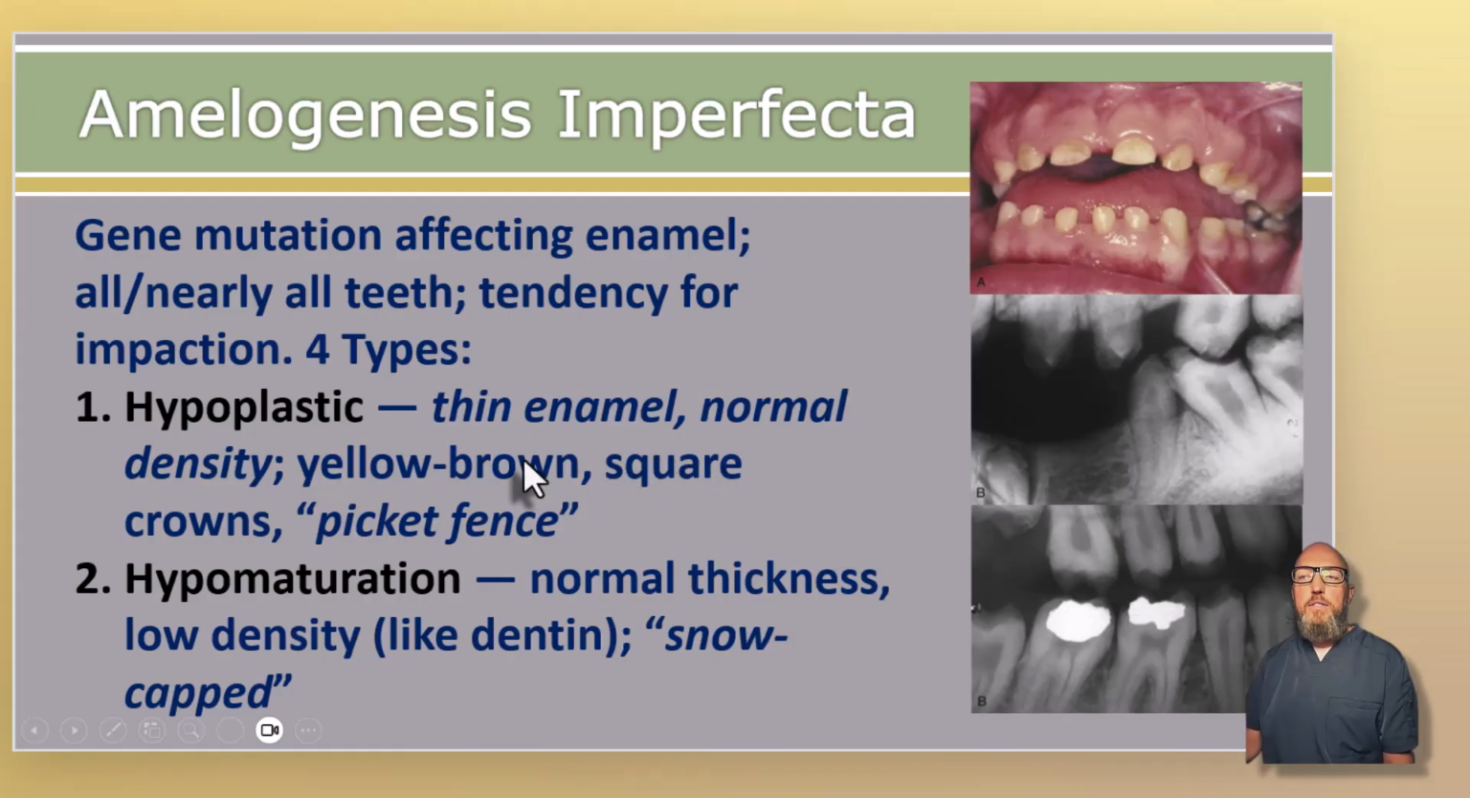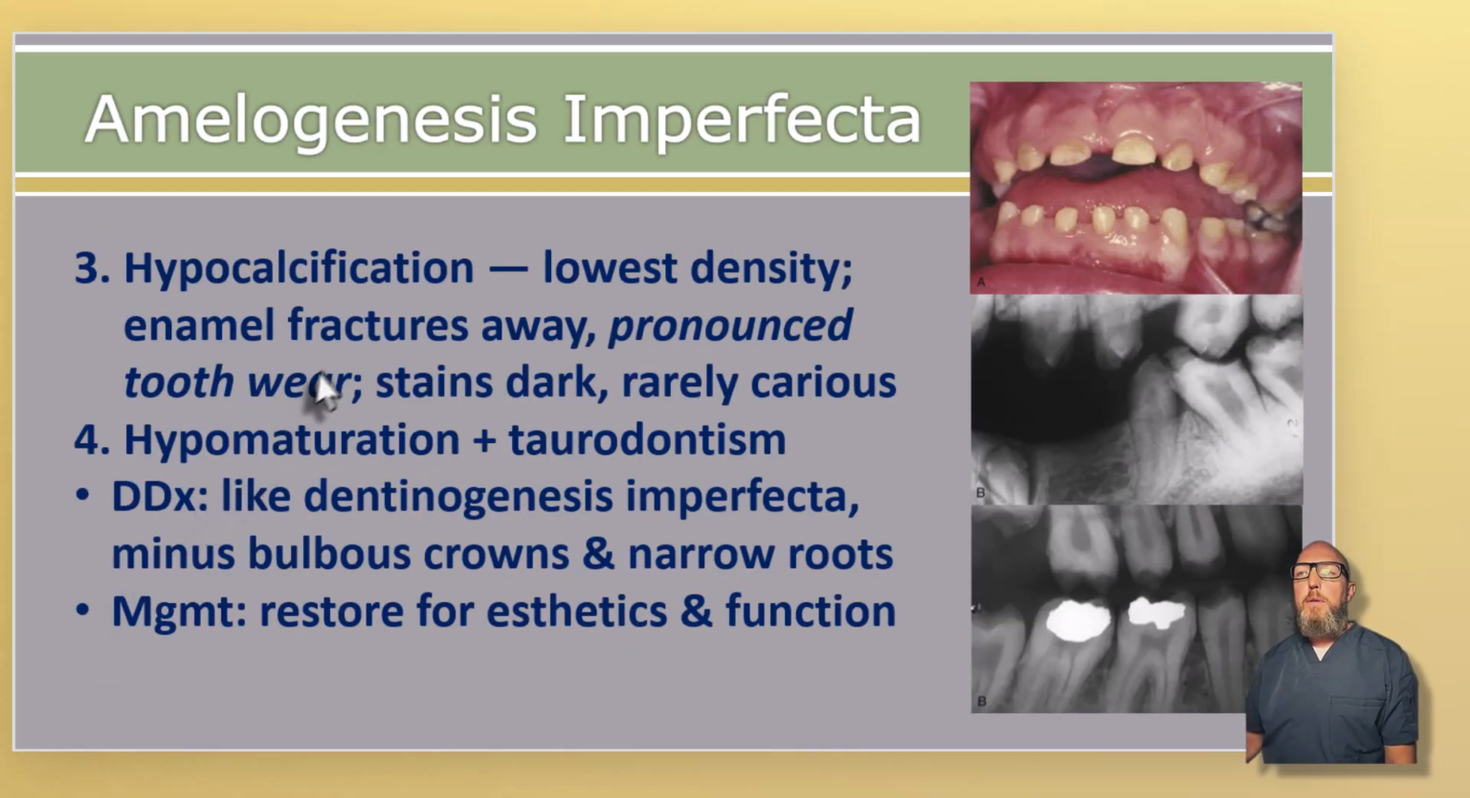And then type 2 is hypomaturation, where it does have normal thickness of enamel, but it's low density. So in the radiograph, it might appear more similar to dentin. And then clinically, these are going to look like snow-capped teeth. All right, and then type 3, probably the most severe one. That's the lowest density enamel, where the enamel just fractures away. That leads to a very pronounced tooth wear. So if you see teeth where the crowns are worn almost to the gums, that's probably going to be your type 3. Clinically, it's going to stain very dark, but somehow they're not very carious.